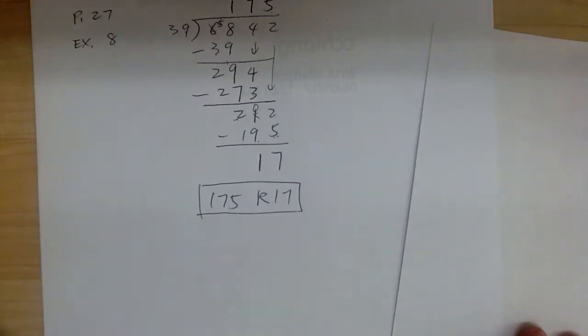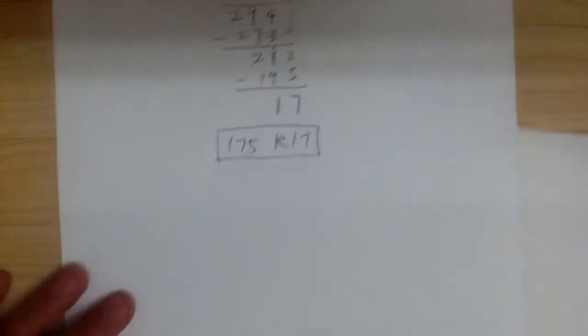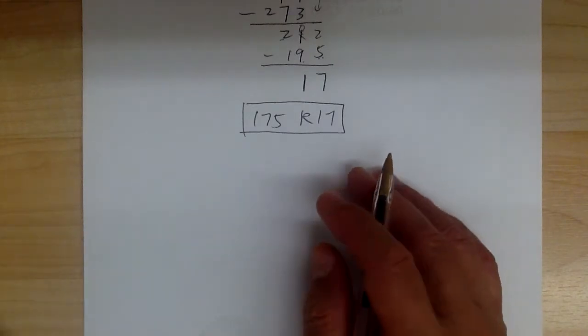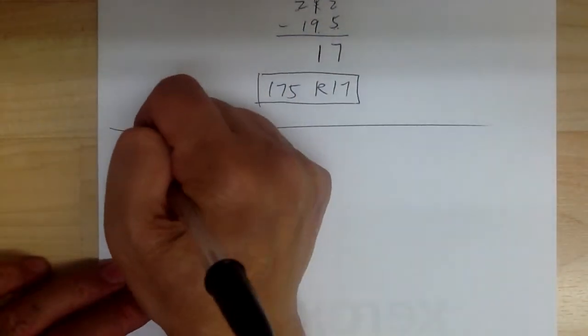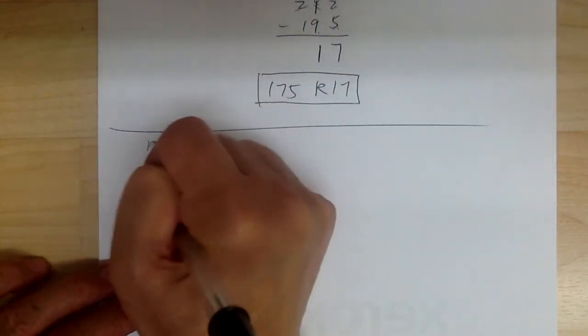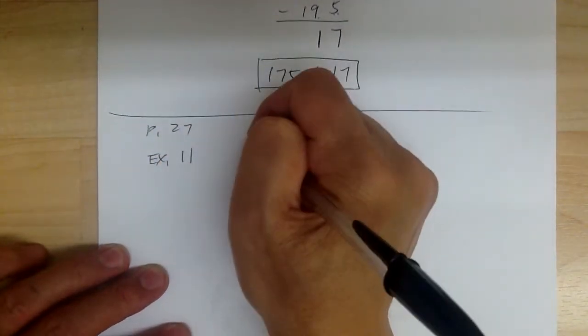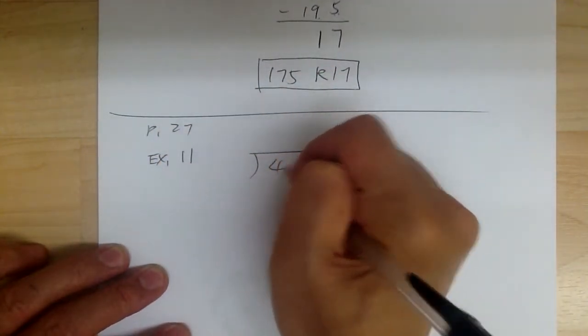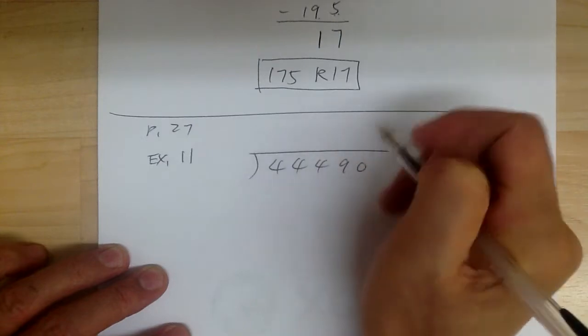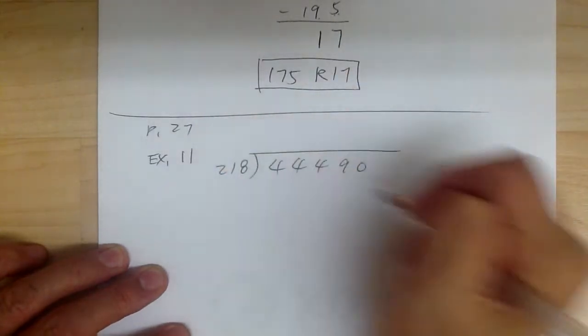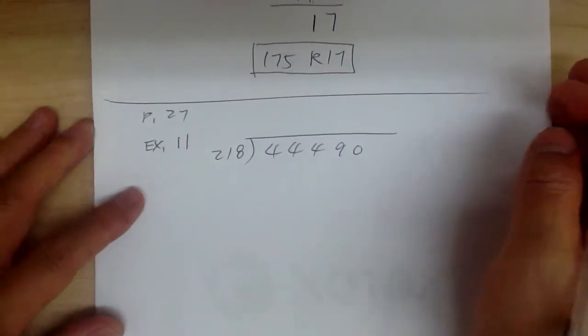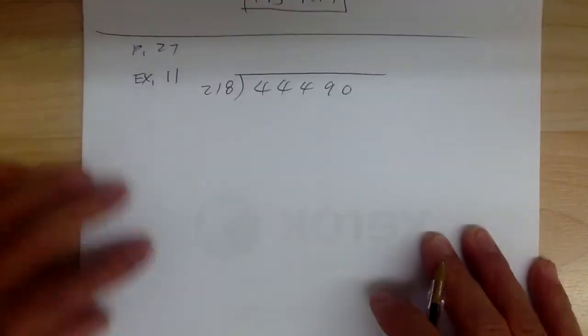Okay, let's go to example 11. You have 44490 divided by 218. Okay, so again, you just look one digit at a time.